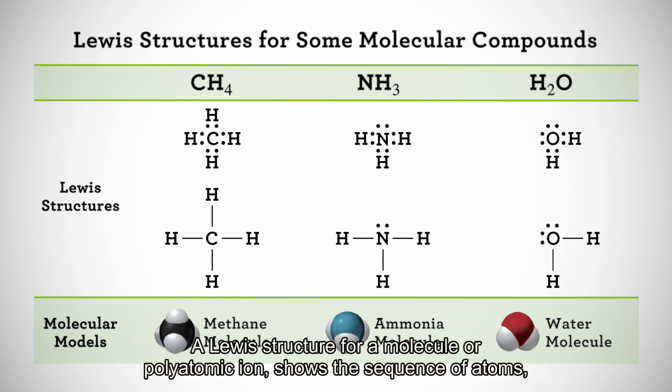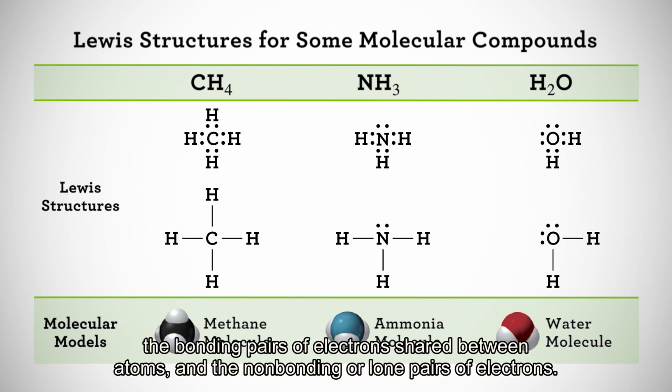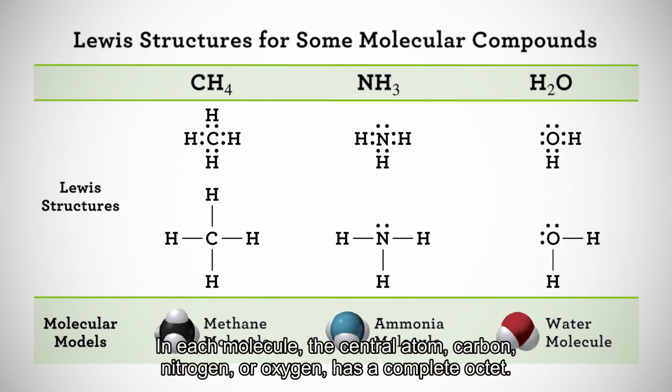A Lewis structure for a molecule or polyatomic ion shows the sequence of atoms, the bonding pairs of electrons shared between atoms, and the non-bonding or lone pairs of electrons. In each molecule, the central atom, carbon, nitrogen, or oxygen, has a complete octet.